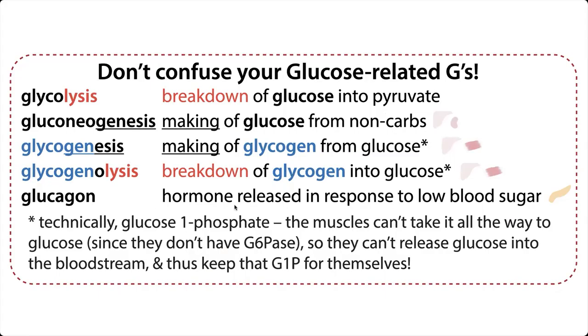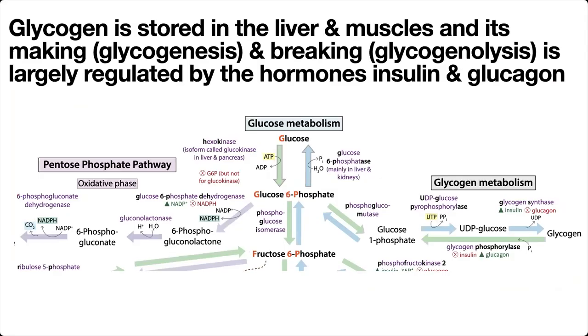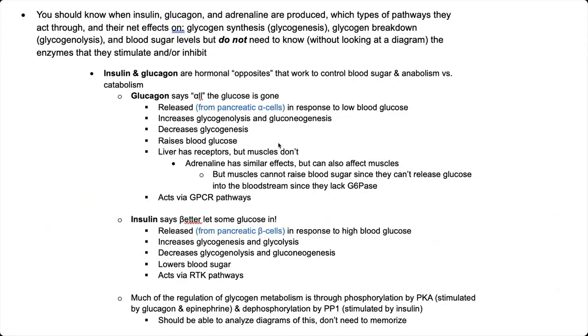So glucagon is a hormone that's released in response to low blood sugar. Your liver has receptors for glucagon, but your muscles don't. And as we'll talk about, the glucagon is going to signal through these GPCR pathways, the same ones basically that are used by adrenaline, which is also known as epinephrine. And it's going to have the end result of stimulating the increase in the blood glucose.